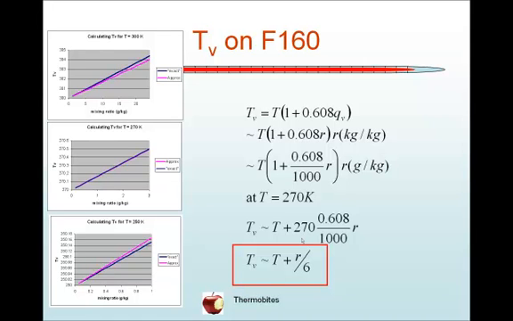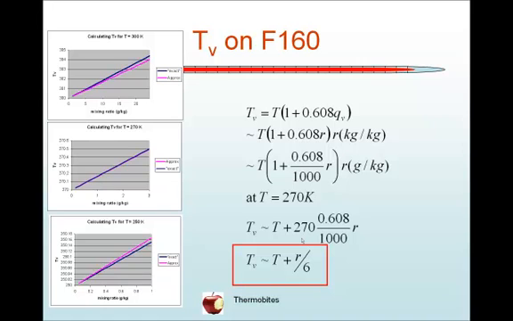Then we ask the question, what's the virtual temperature at 270 degrees Kelvin? It's a little bit of sleight of hand here, but then we write the virtual temperature is approximately equal to T plus 270 by 0.608 over 1,000 by r, which we can approximate nicely as T_v is approximately equal to T plus r on 6, where r is in grams per kilogram.